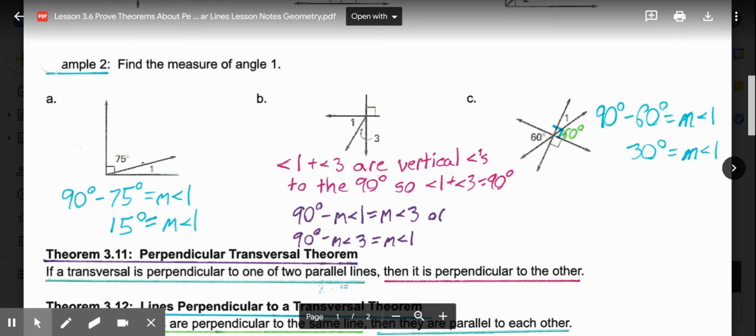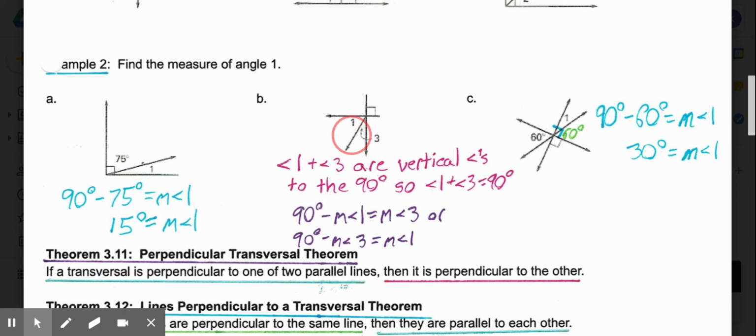In B, we have angle 3 and angle 1. And then over here, we have a 90-degree angle. Well, we know if these lines are perpendicular, all 4 angles are perpendicular. Or we know 1 and 3 are a vertical angle to the 90 degree here. So we also know 1 plus 3 are 90 degrees. So then what we could solve to find angle 1 would be 90 minus the measure at angle 3 equals the measure at angle 1.